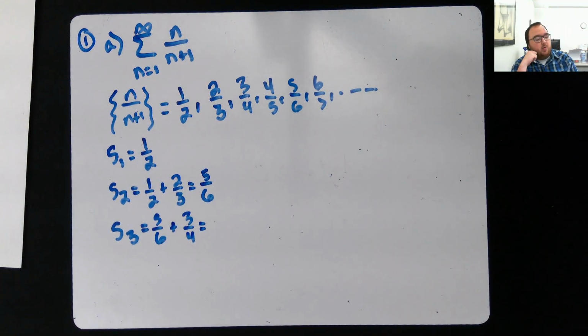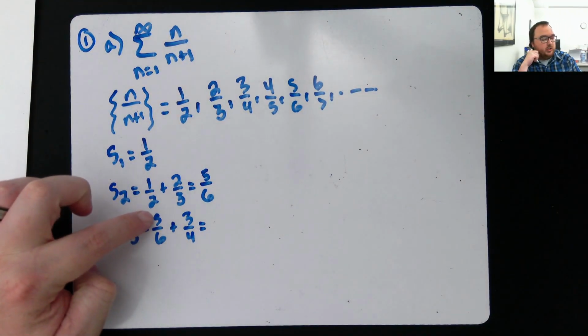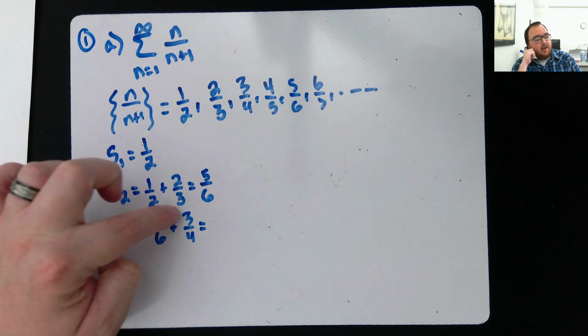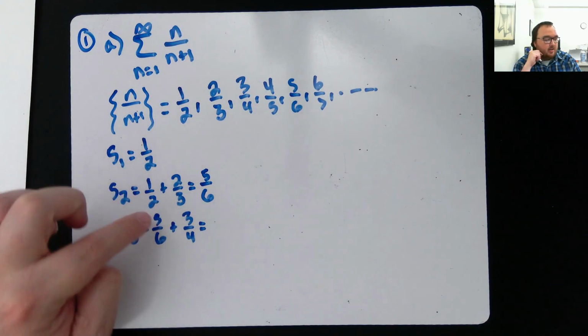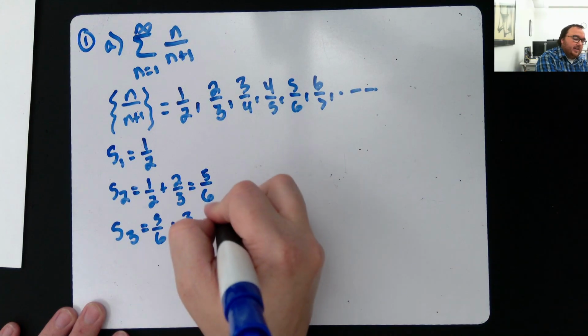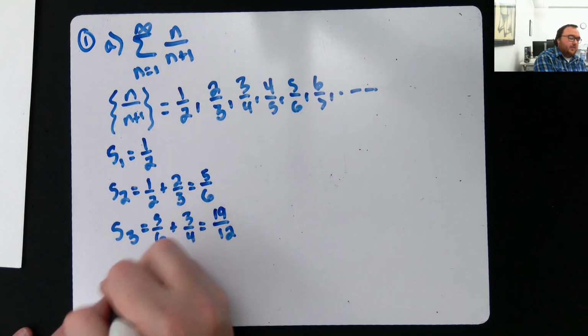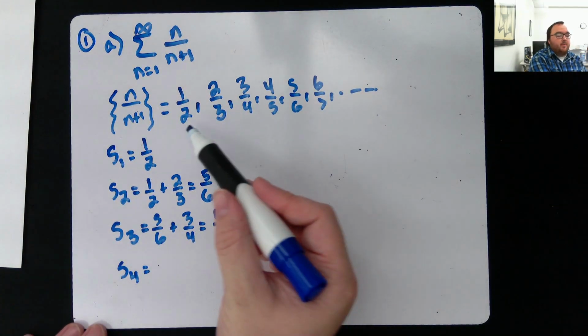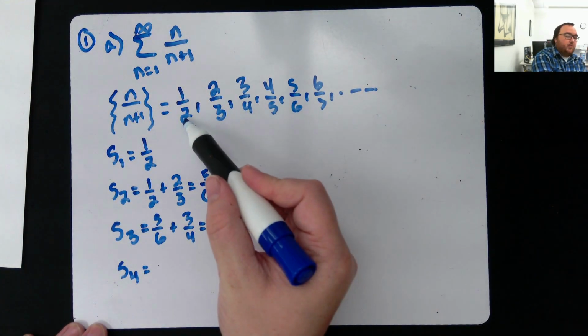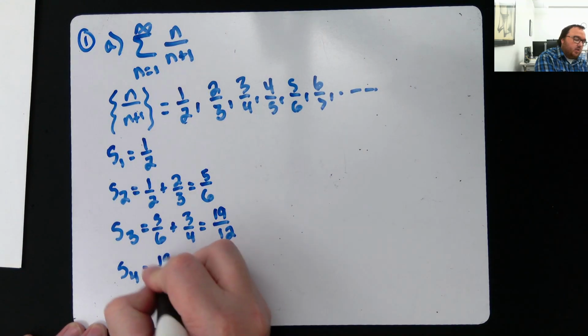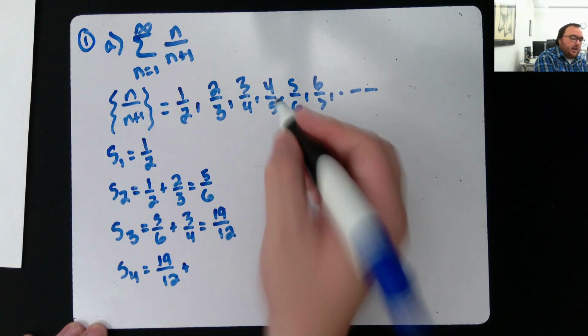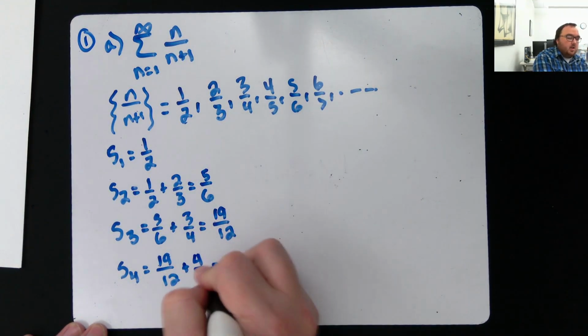Common denominator there would be a 12. I need to times this by 2, which gives me 10, times this one by 3, which gives me 9. 10 plus 9 is 19 over 12. Then find S4, which is the sum of my first four terms. I know my first three terms add up to 19/12, plus my next term, which is 4/5.